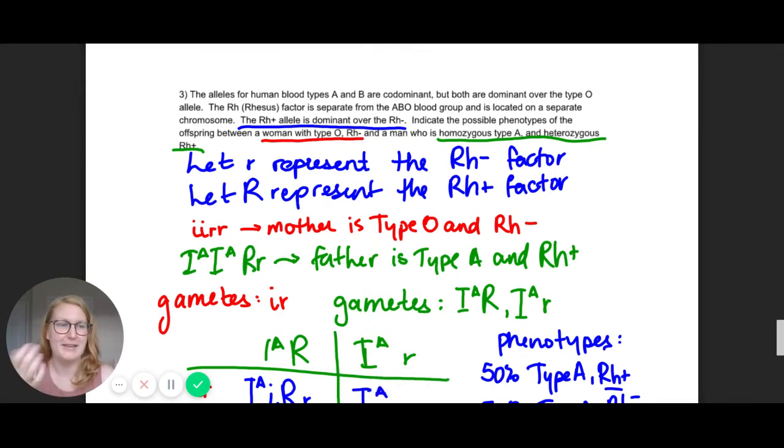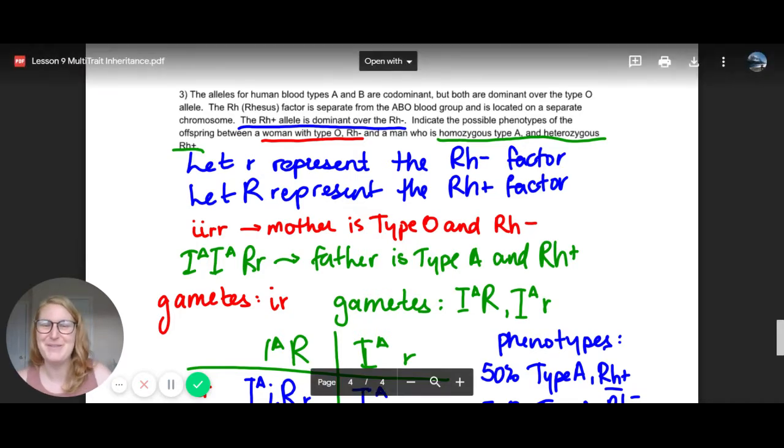Just as a bit of an aside, the rhesus factor is just another antigen that's on the surface of our blood cells. So it's just in addition to the ABO blood groups. There's lots of other stuff there as well, but not as interesting to talk about.